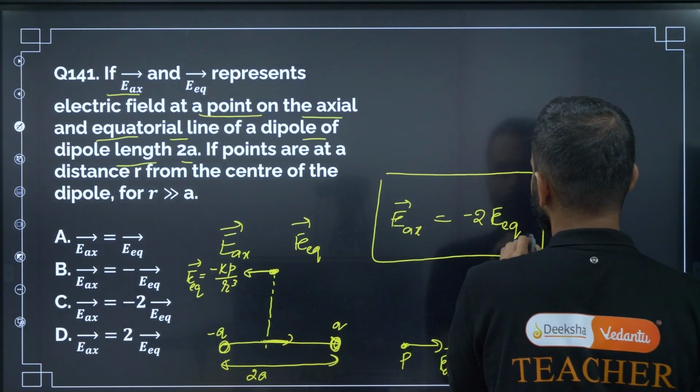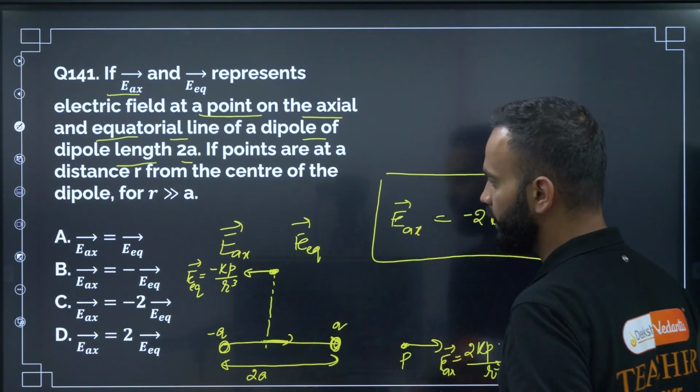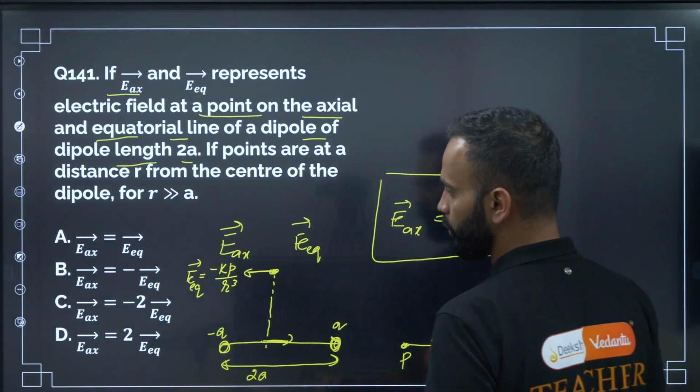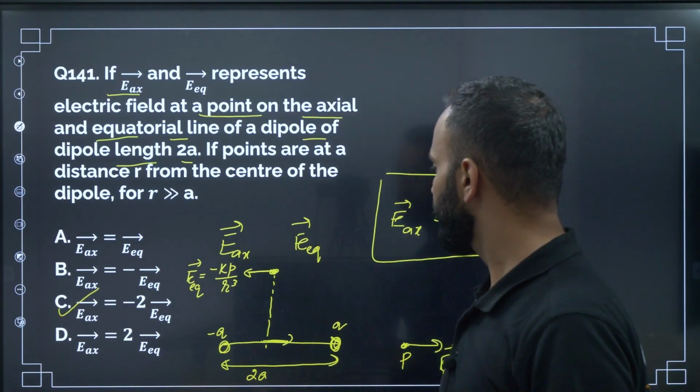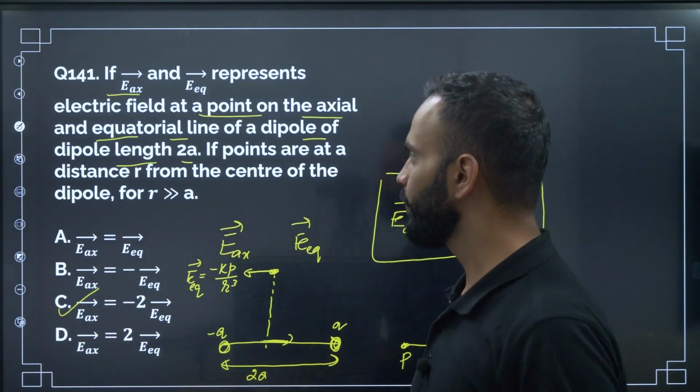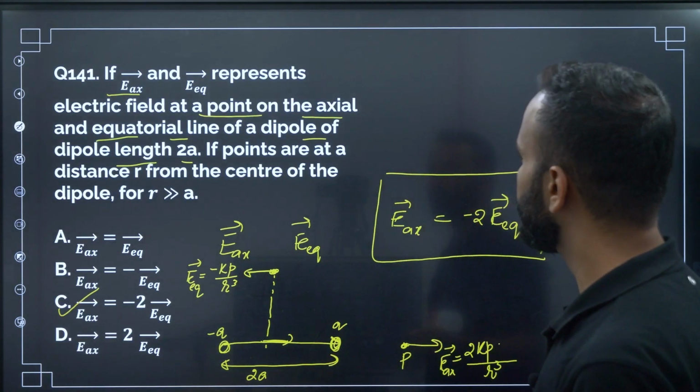Okay, so this is the relationship between E_A_X and E_E_Q. So the correct option is C. I hope everybody understood. So this one is very simple. Okay, yeah. Question number 142.